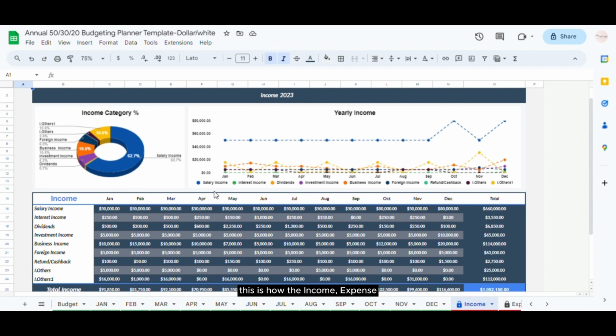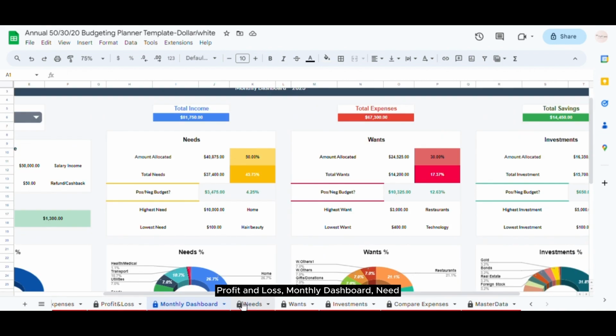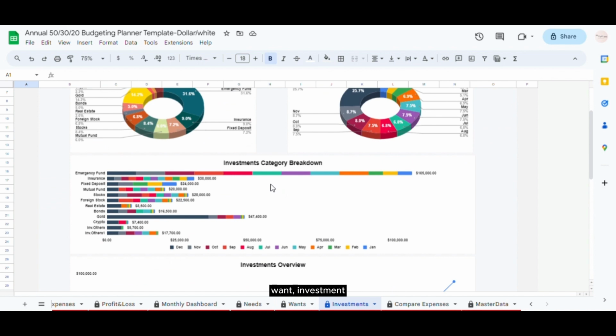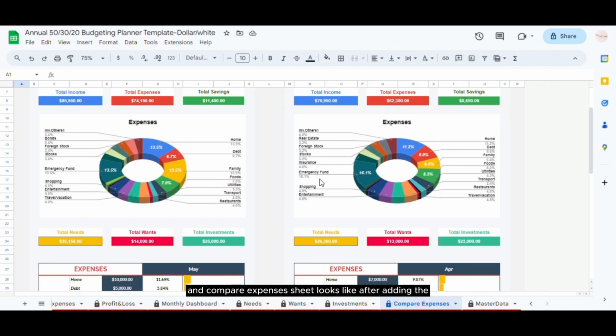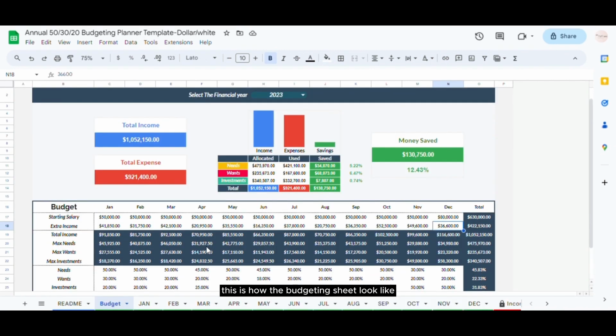This is how the income, expense, profit and loss, monthly dashboard, need, want, investment, and compare expenses sheet looks like after adding the 12 months of data. This is how the budgeting sheet looks like after adding all the data. You can see there's my total income, my total expense, and my total savings.